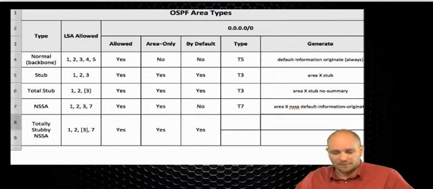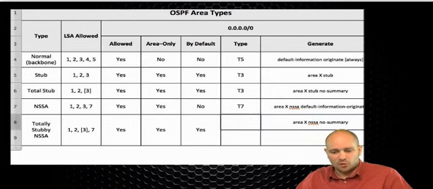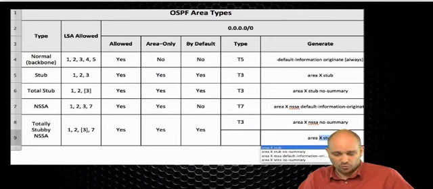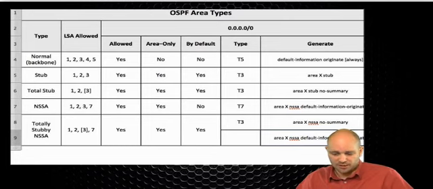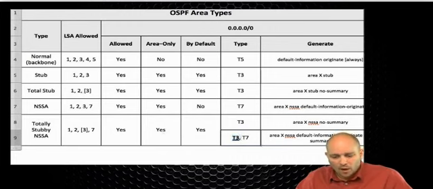And there are two ways of doing it. One is if you do area X NSSA no summary. If you do this command, what you are going to get is a type 3 default. But you can also do something like this. If you do area X NSSA default-information-originate no summary, you're going to get a very weird situation in which you're going to get both type 3 and type 7 generated. Now, obviously, it will be the type 3 that will be used by other routers, because it will win over type 7s, but they are both going to be generated.